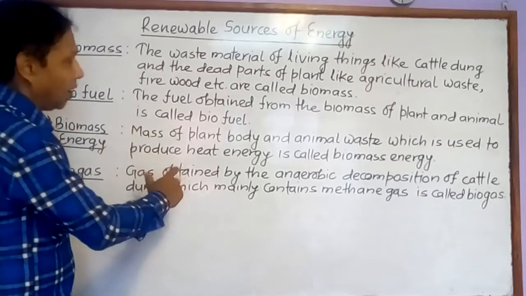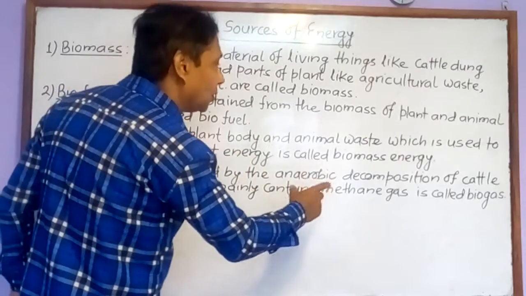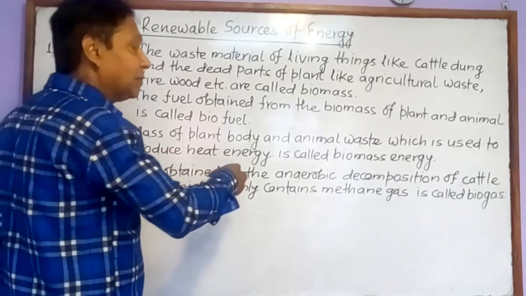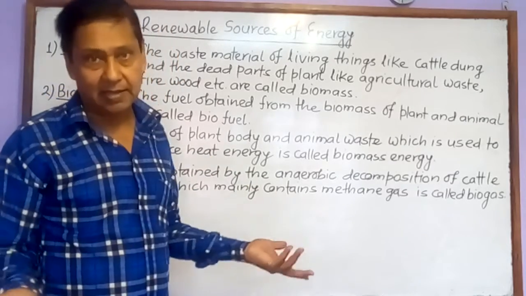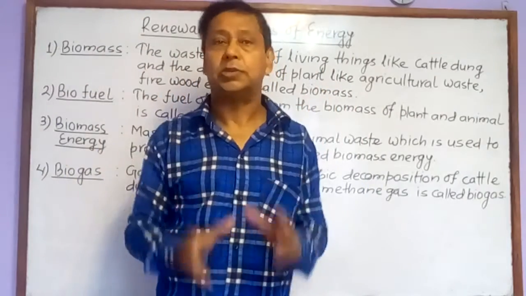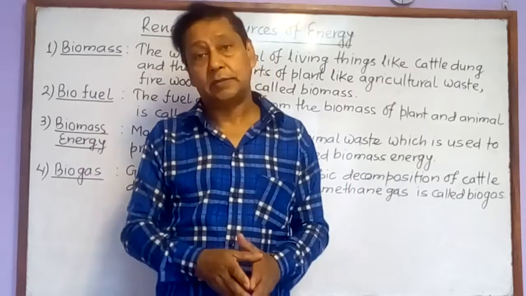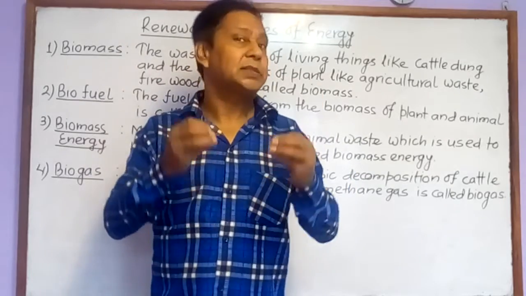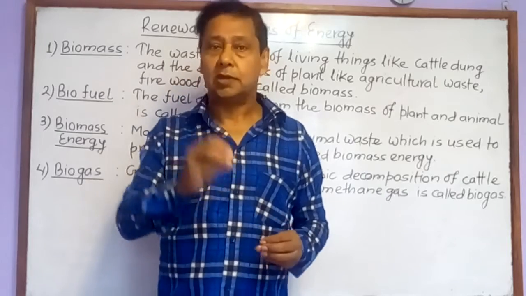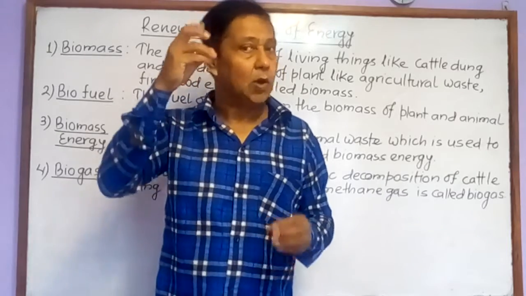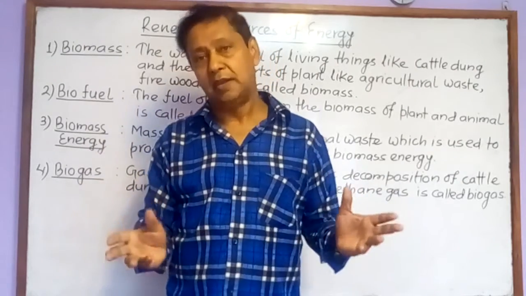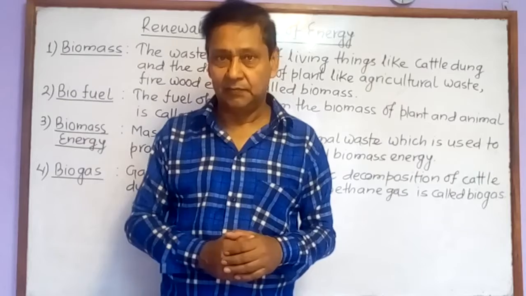Look at this: gas obtained by the anaerobic decomposition of cattle dung, which mainly contains methane gas, is called biogas. When cattle dung is decomposed in the absence of oxygen, we get methane gas, and methane is an inflammable gas which burns, and it is used for cooking, and it is also used to light the rooms in villages. This way biogas can be defined.